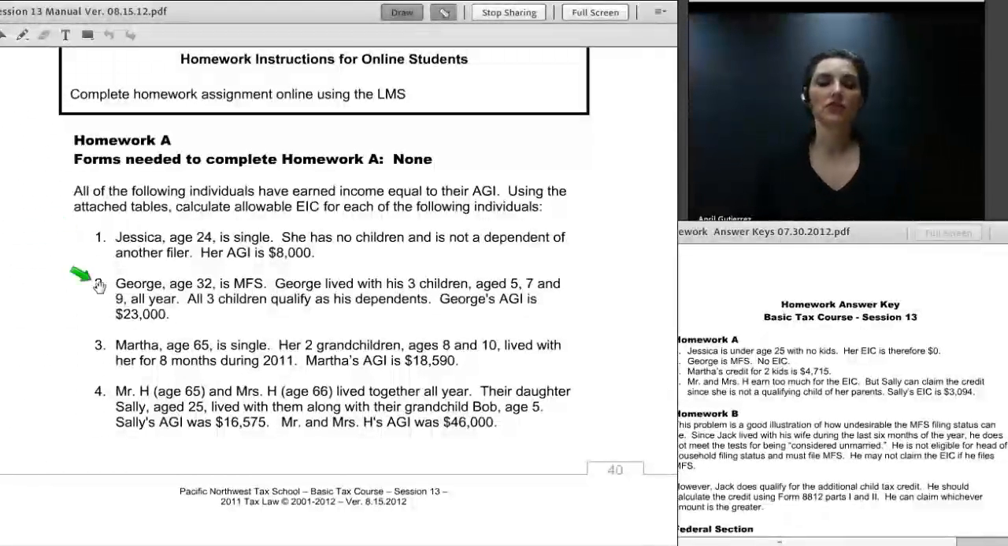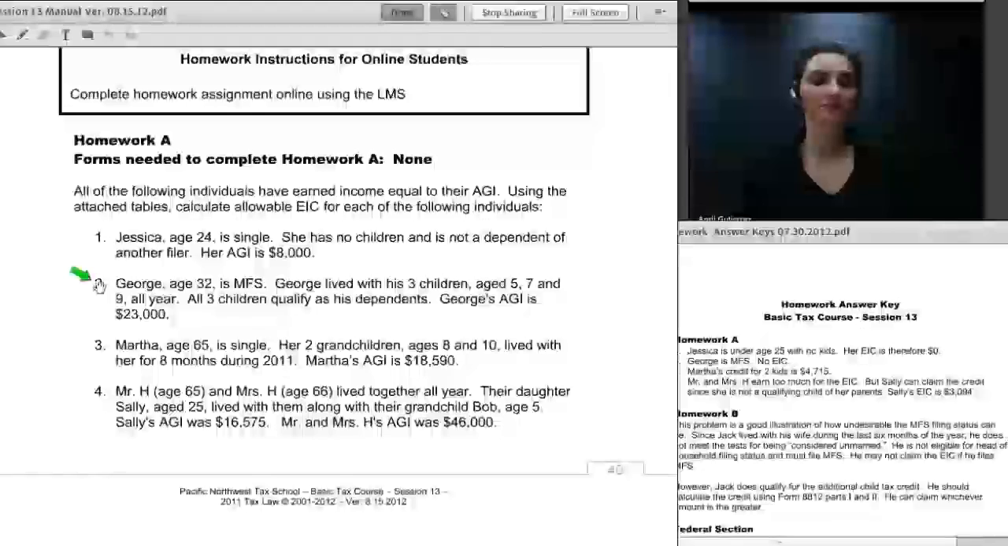Question number 2. George, age 32, is married filing separate. George lived with his 3 children, ages 5, 7, and 9 all year, and they all qualify as his dependents. His AGI is $20,000. How much is his EIC? It is also 0. You cannot claim the earned income credit when your filing status is married filing separate.